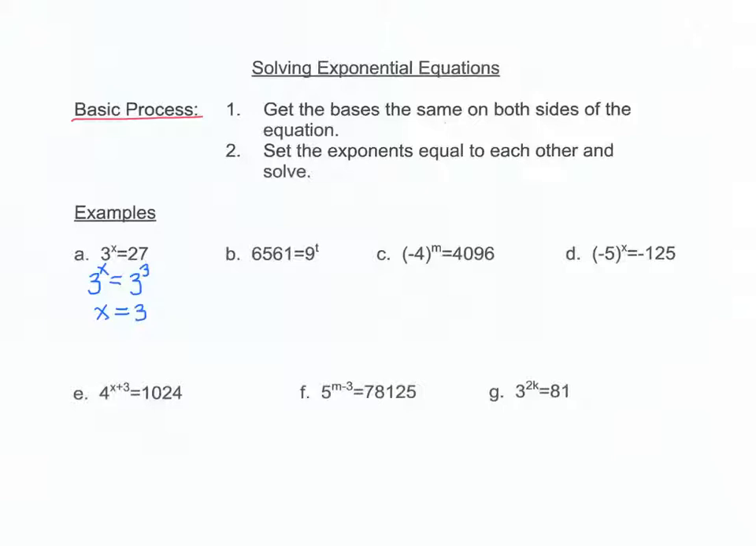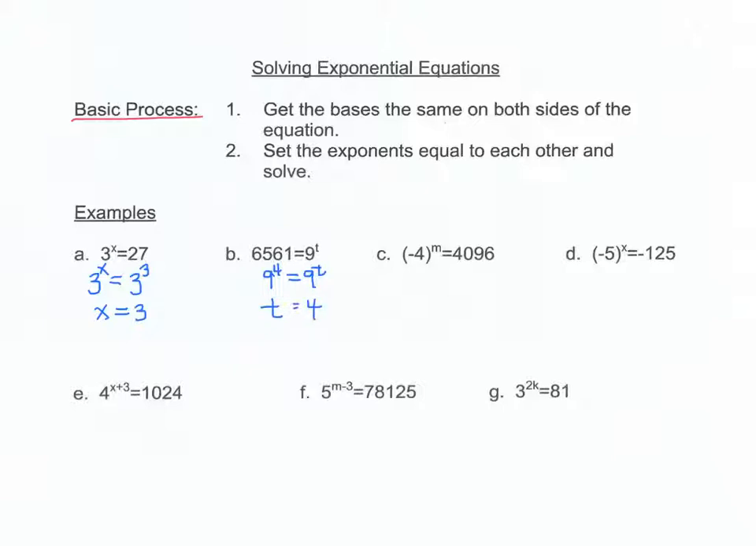Next one, same thing. In this case, we're going to choose a base of 9. Now 6,561, using a calculator, is equivalent to 9 to the exponent 4. So that tells us in this case that t is equal to 4.